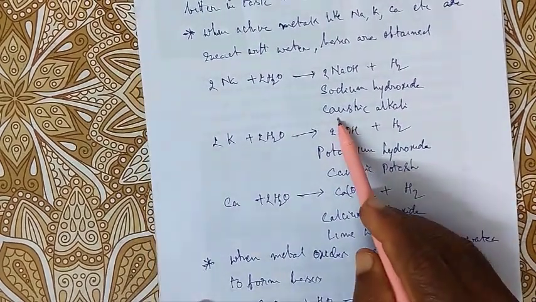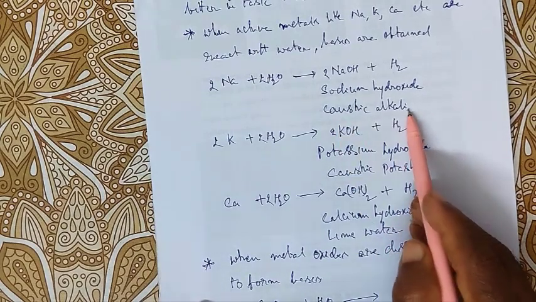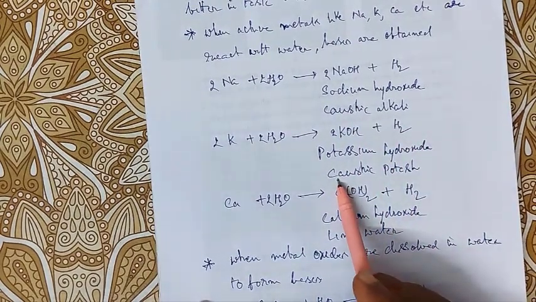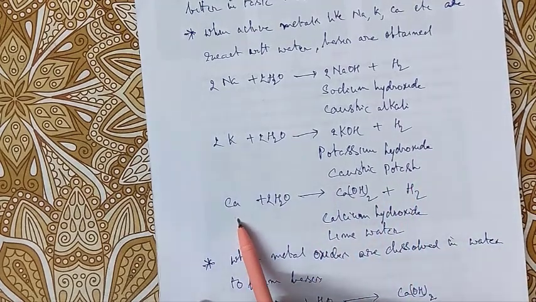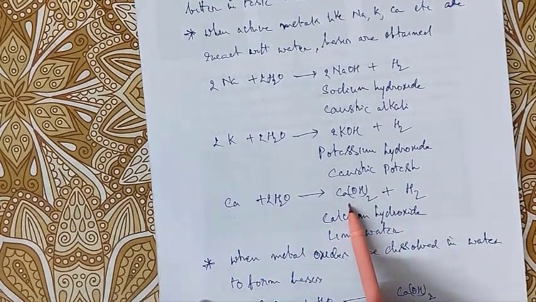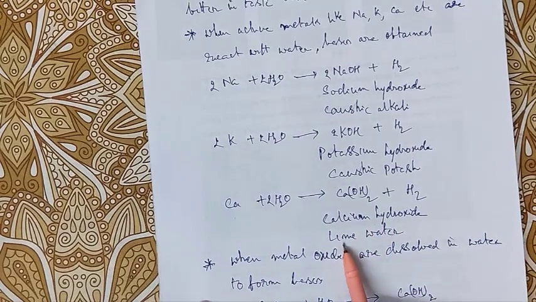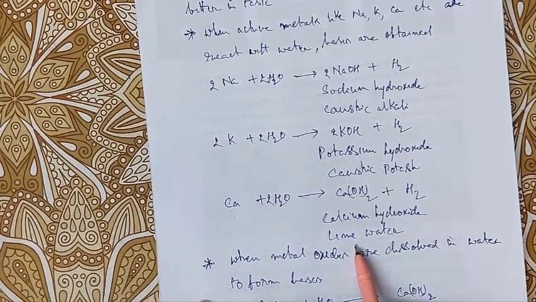Sodium hydroxide is also commonly known as caustic soda. Potassium hydroxide is commonly referred to as caustic potash. Calcium reacts with water to form calcium hydroxide. A solution of calcium hydroxide is known as lime water.